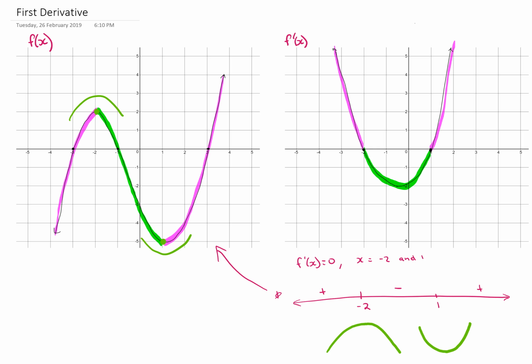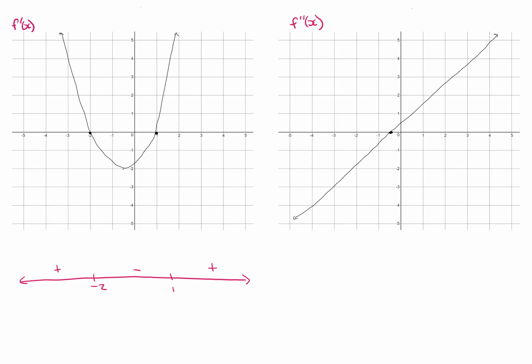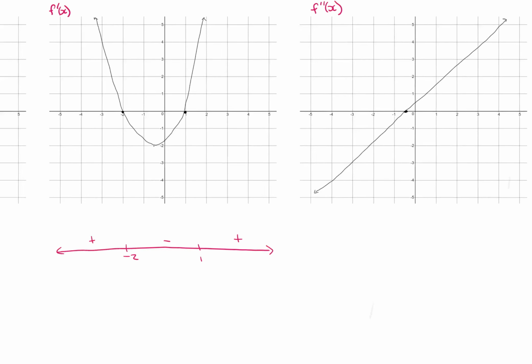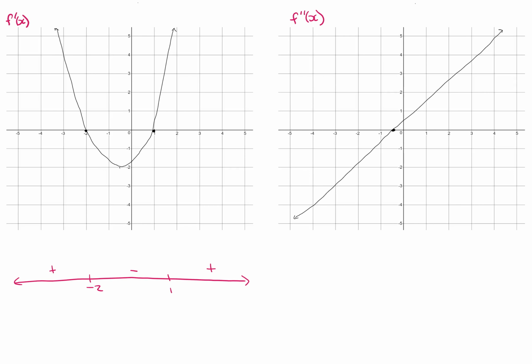Okay, now let's look at the second derivative. So I have all three graphs here, the original, first and second derivative, and we're firstly going to look at the first and second derivative. So let's imagine you've found f dash x, and now you're finding f double dash x. They have a relationship in the same way as previous.